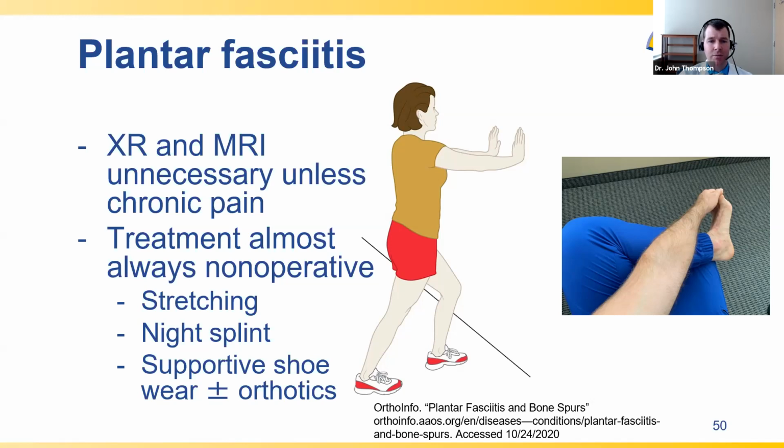A night splint is helpful to keep the plantar fascia under some stretch at night so that it does not relax too much. These can be bought online for around $20 to $25, so it's not too much. However, not everyone can tolerate wearing a brace at night.